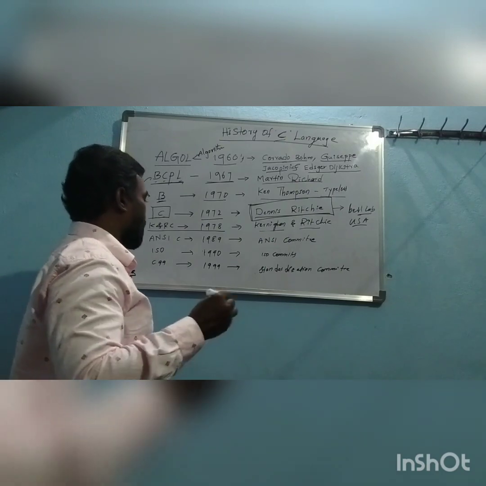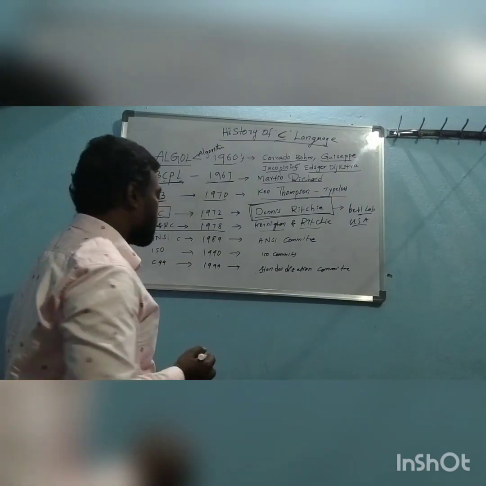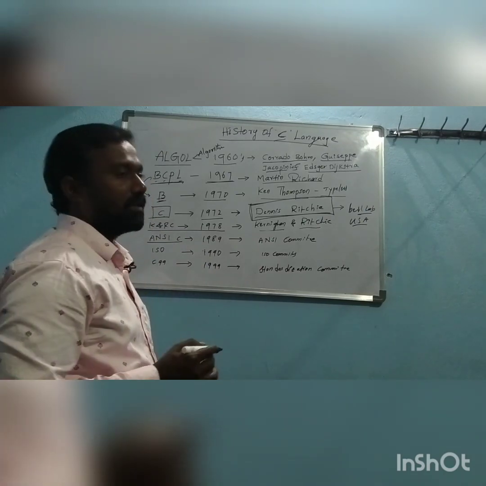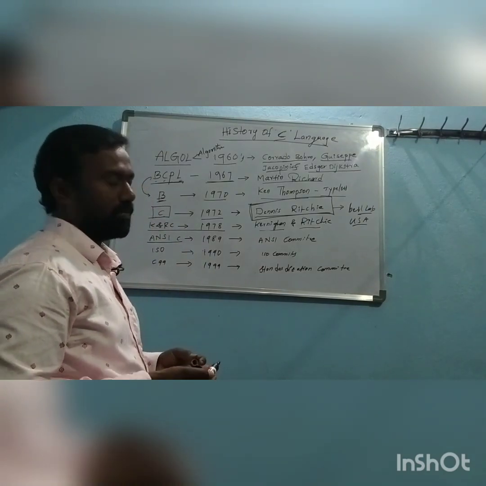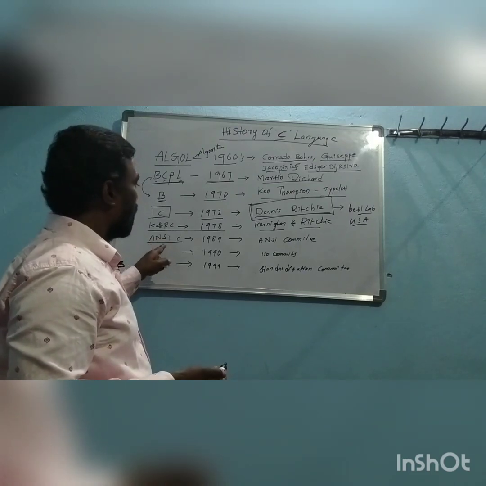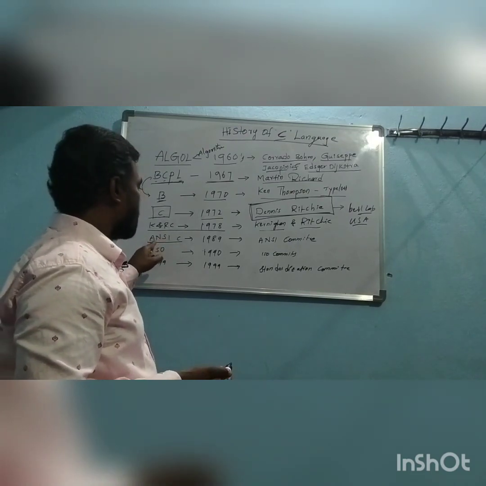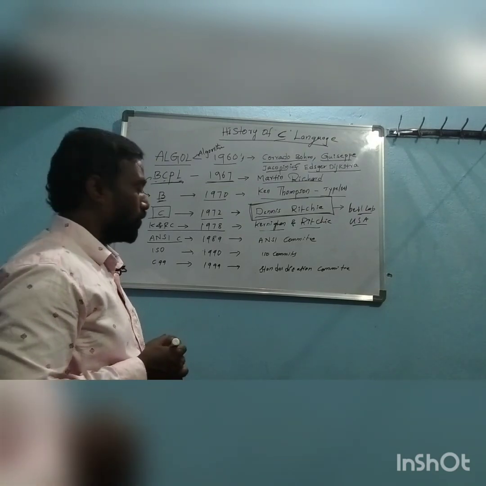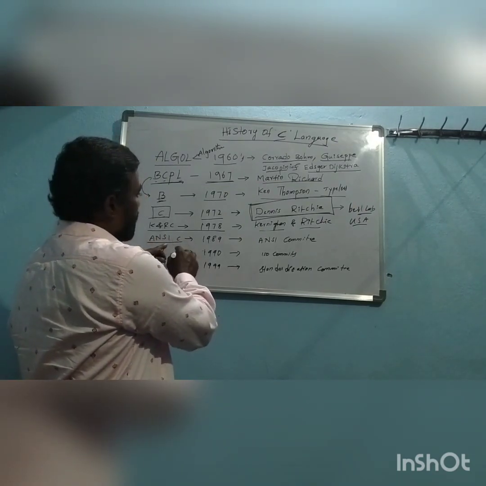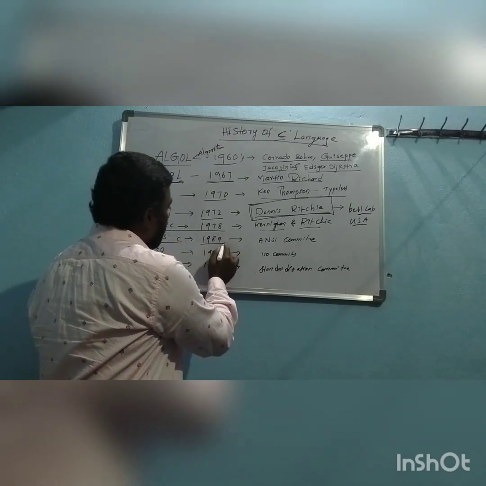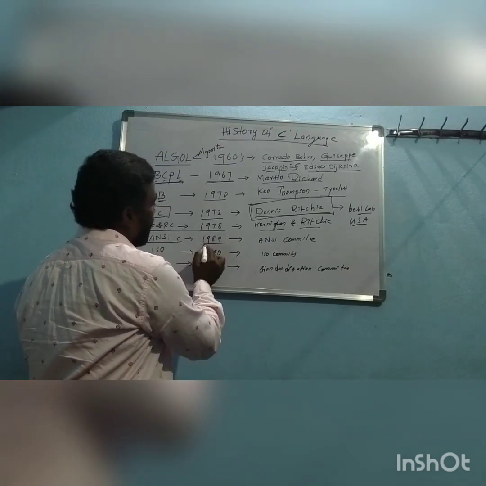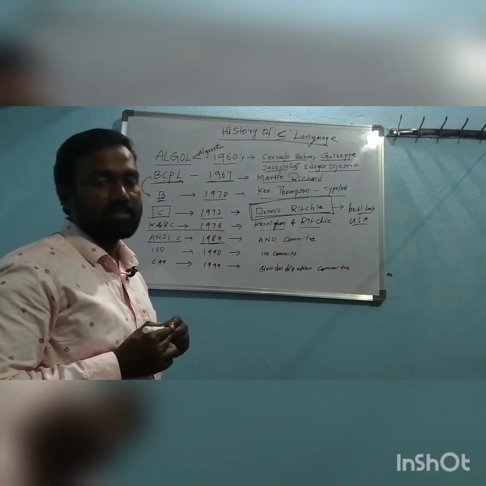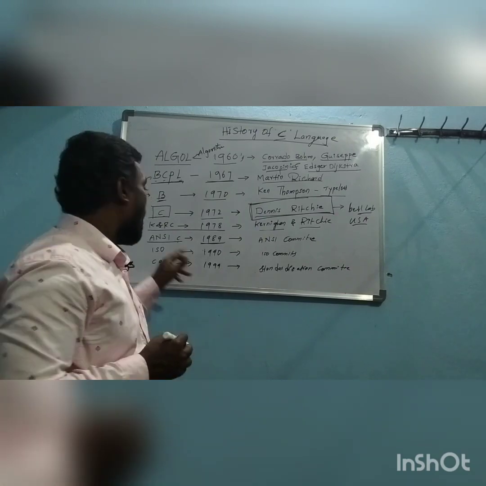Coming to the next step in the history of the C programming language, that is ANSI C. The next stage of the C programming language is ANSI C. What is ANSI C? ANSI means American National Standards Institute. The American National Standard is named ANSI C. When? In 1989 they named it ANSI C.